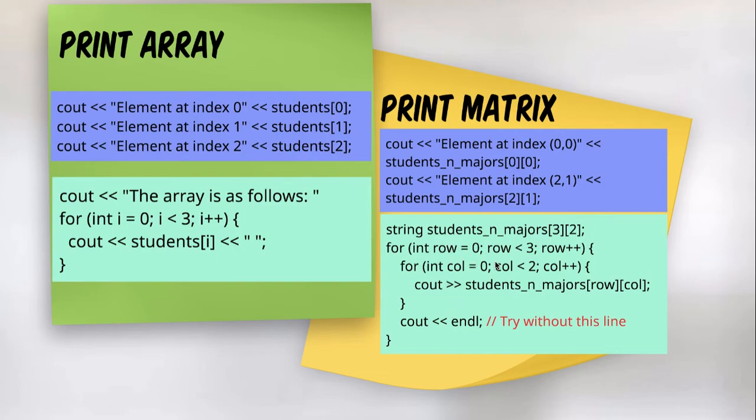So this is called the row major order traversal of the matrix. So every time it is targeting one row at a time, accessing all the columns inside it in this inner for loop, and then it is going to the next row. So in this way, it prints the matrix.